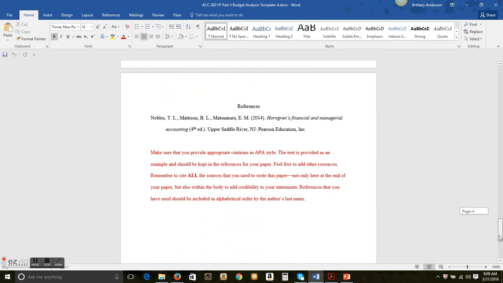You also need a reference page, so make sure that if you're using external sources other than your book that you are documenting those on your reference page.